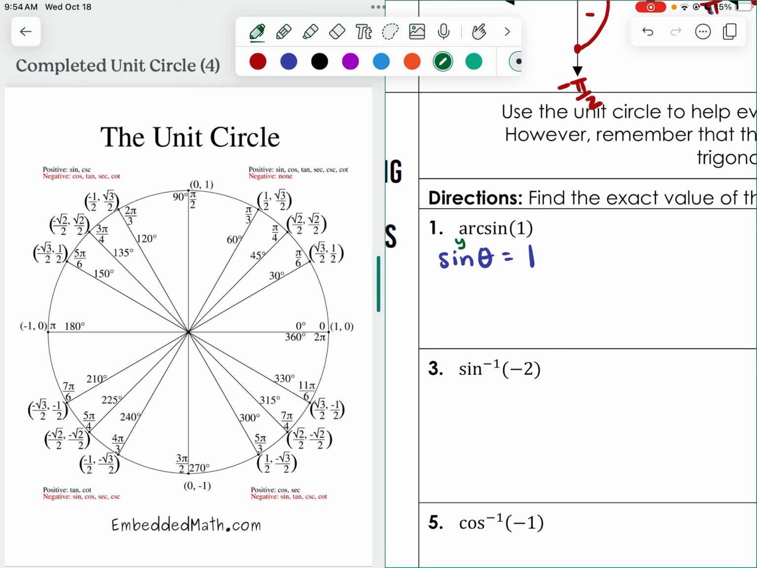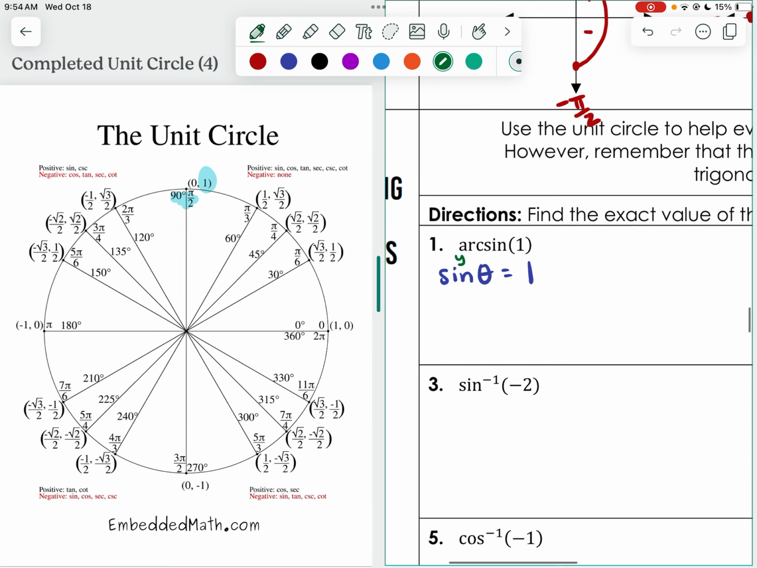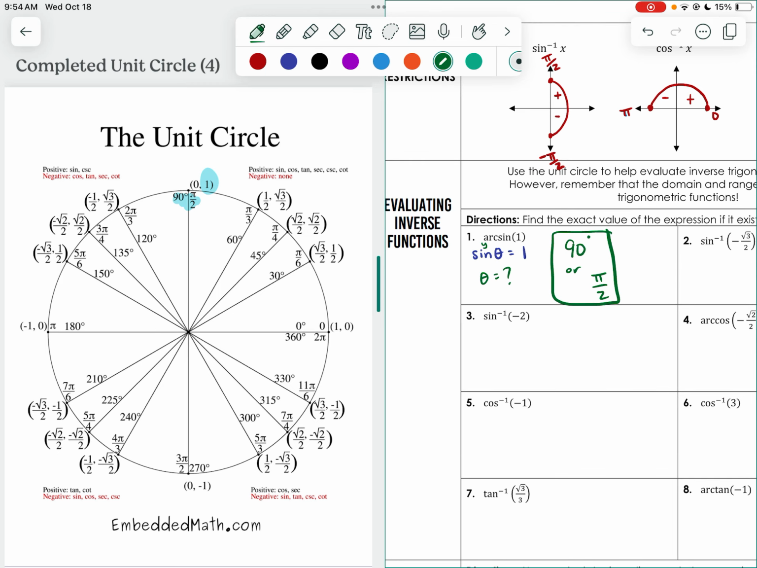Now this one, there's really only one option. I'm looking for an angle on my unit circle that has a y value of 1. If you take a look at your unit circle, there is only one angle that has a y value of 1, and that's either 90 or pi over 2. So the angle would be 90 degrees or pi over 2, because that has a y value of 1, and that was sine.